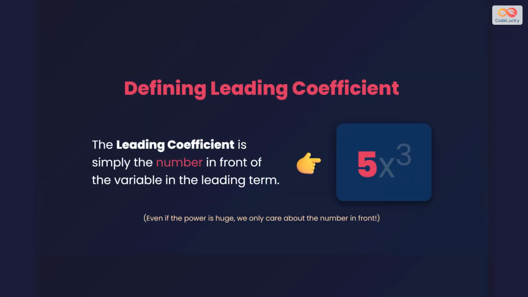Here is the core definition. The leading coefficient is simply the number multiplying the variable in that leading term. Even if there are other large numbers in the expression, we only care about the one attached to the highest power.